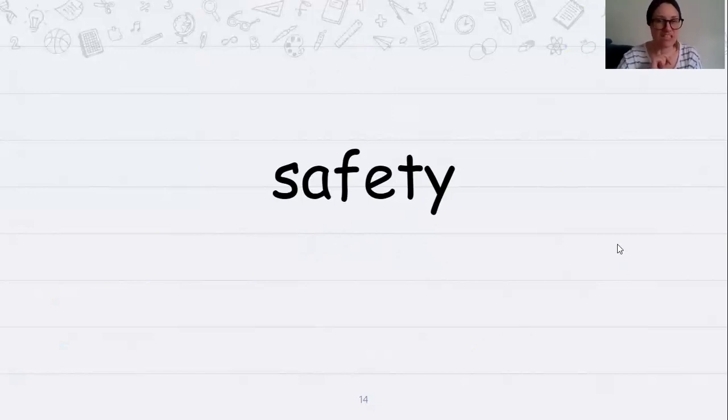What is the base word in the word safety? What is the base word? The base word is safe. Yep, safe. And then the suffix is the part on the end, the T. What syllable type is the word safe? Remember, we have open, closed, vowel team, and vowel consonant E. What syllable type is the word safe?